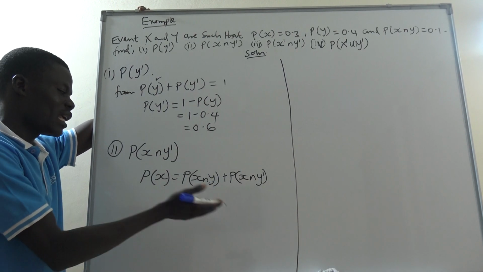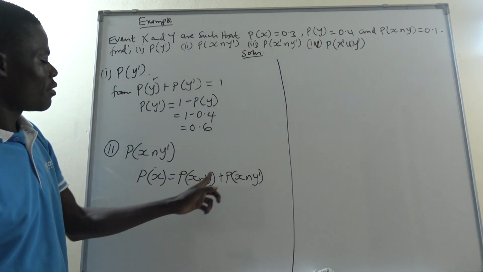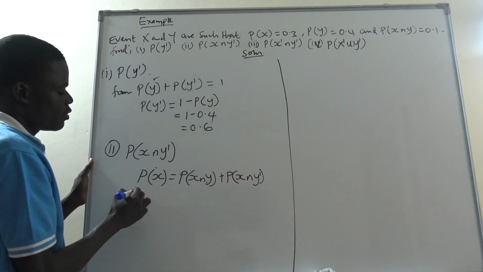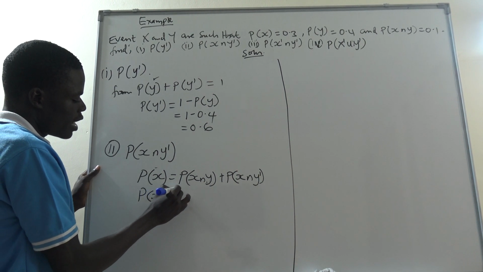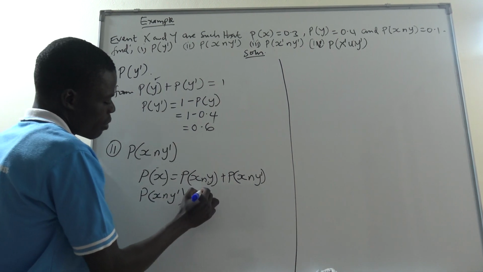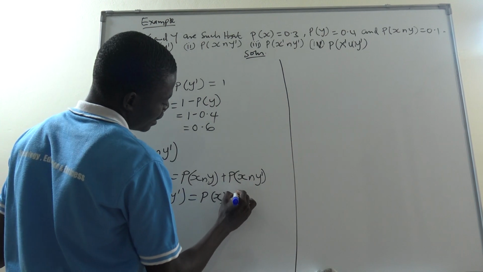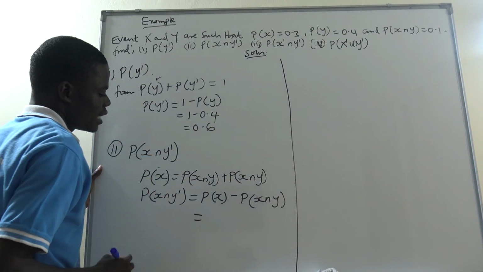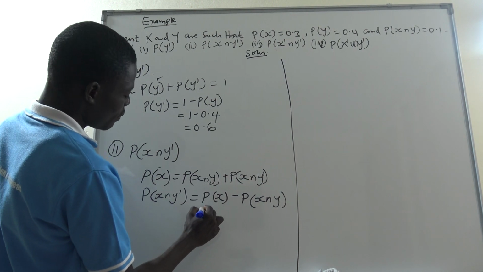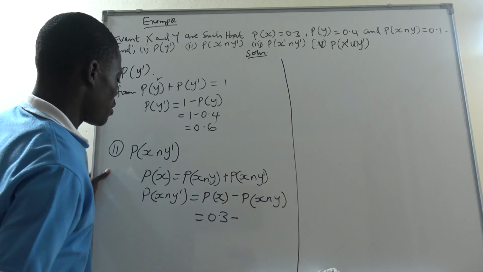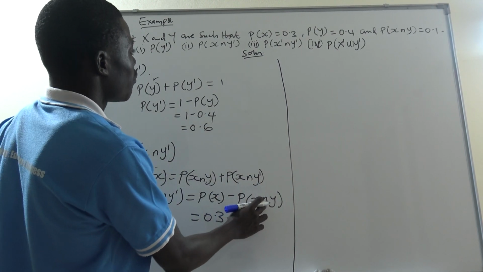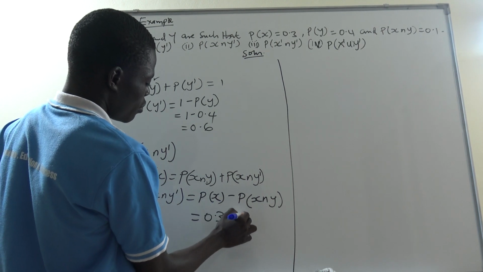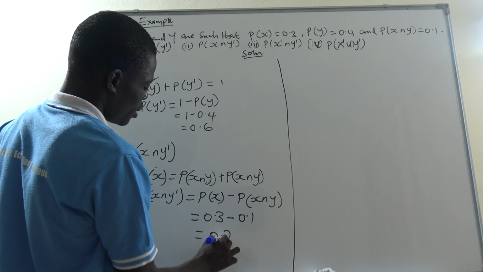So what do we want? We want this one, so we arrange the equation. Since we have the probability of X and the probability of X intersection Y, the probability of X intersection Y complement is the probability of X minus the probability of X intersection Y. That is 0.3 minus 0.1, so the answer here we get is 0.2.